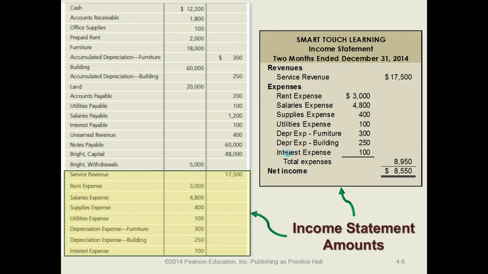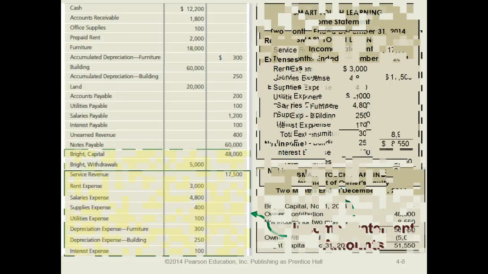The income statement amounts come directly from the section on the income statement. Notice revenue is at the top, all the expenses are down below. Net income is $8,550.